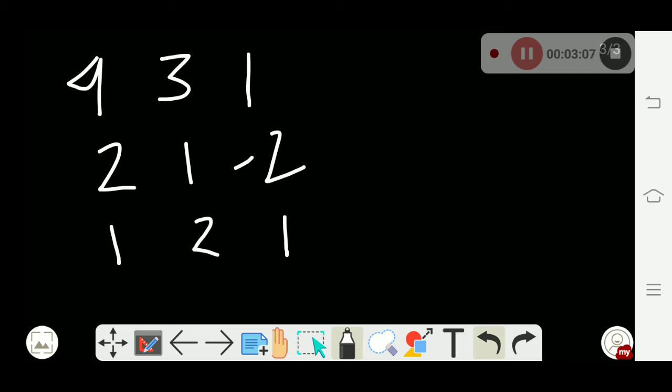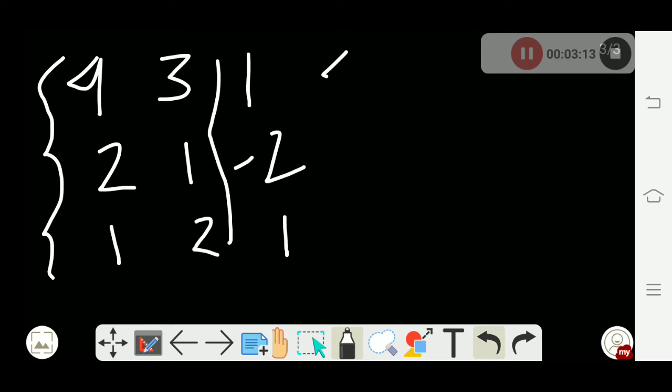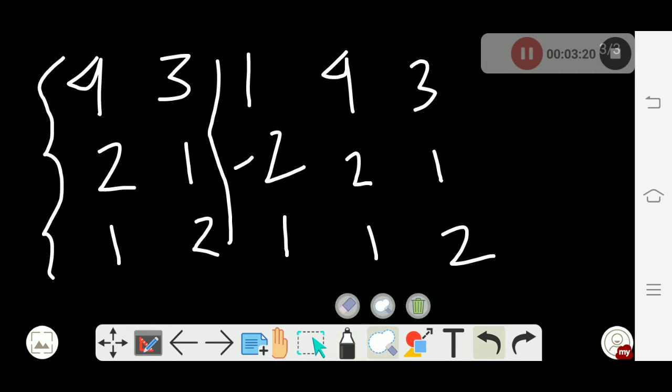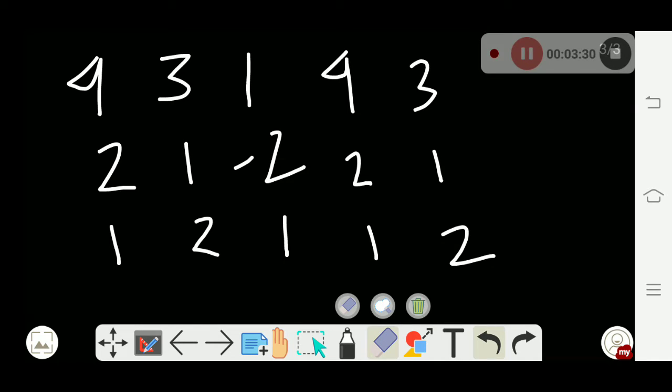What you need to do is just write these 2 columns again. Repeat these 2 columns again: 4 2 1, 3 1 2. Listen very carefully, please. So just write the matrix in the given form and just repeat the 2 columns as I have done.